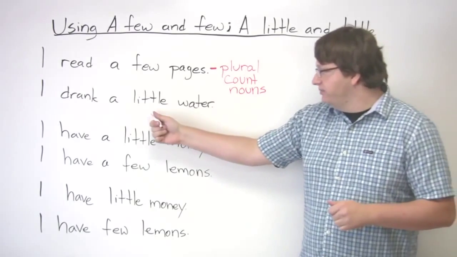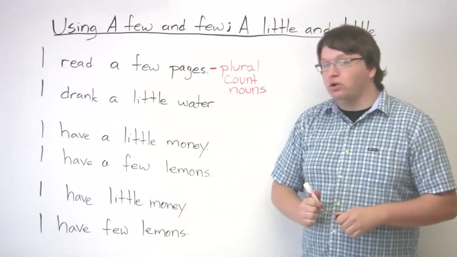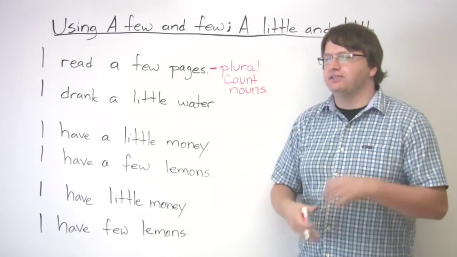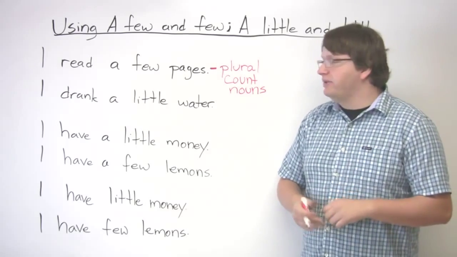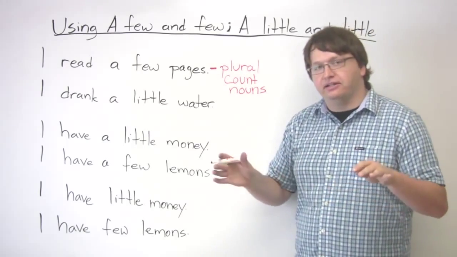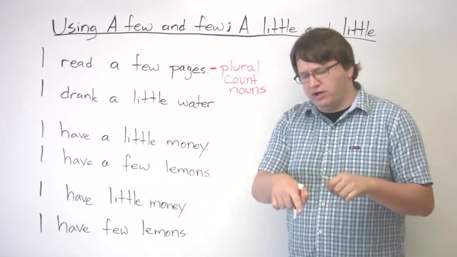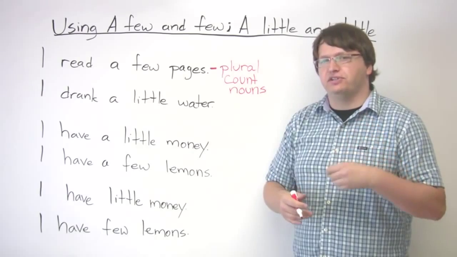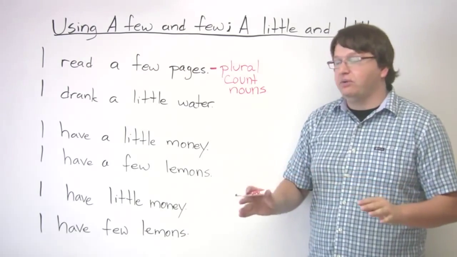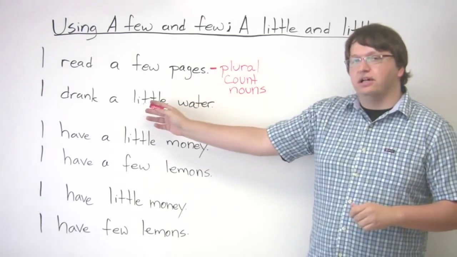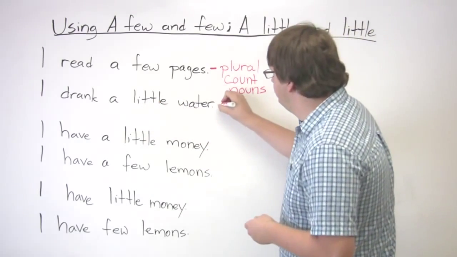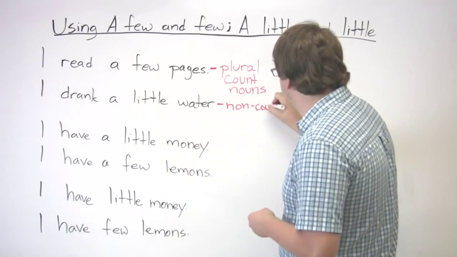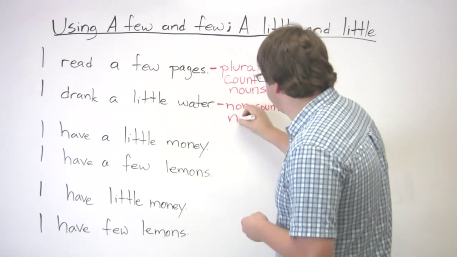Now you use little. I drank a little water. Water is a non-count noun. As in past lessons, we've mentioned that you cannot count water, right? You cannot fill your bathtub with water and say 1 water, 2 waters, 3 waters, or electricity, 1 electricity, 2 electricities. If you cannot count it, then you use a little or little. So we use little or a little for non-count nouns.